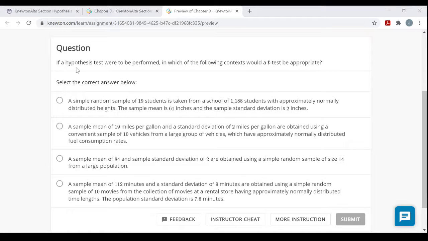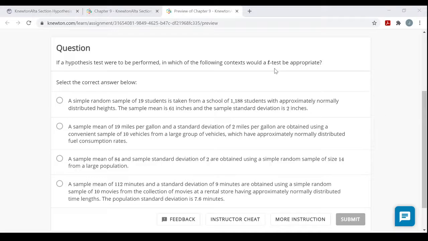So if a hypothesis test were to be performed, in which of the following contexts would a t-test be appropriate? This one's not even asking us about finding the test statistic or degrees of freedom for the student's t-distribution just yet. It's just asking us, in which of these scenarios would we be performing a t-test?